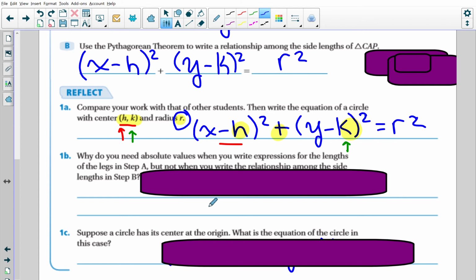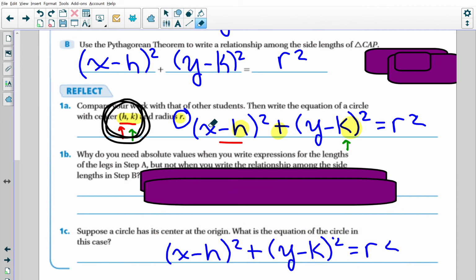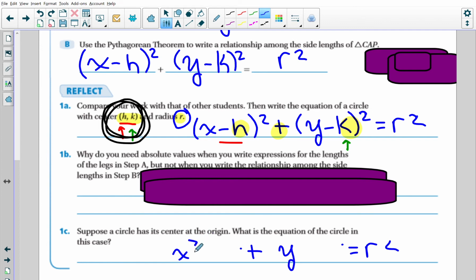What about a circle that has the center at the origin? Well, if that right there is 0, 0, what happens to the h and the k? Well, they become 0. When 0 is there, it's all gone. X squared plus y squared equals r squared. That's the form of a circle centered at the origin. Okay?